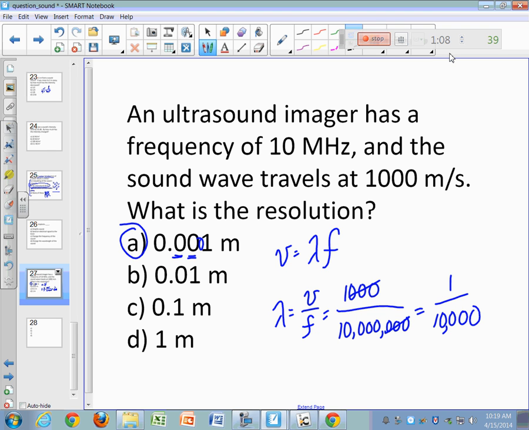Y'all follow, though, how to do this? No? 1 over 10,000 is 0.0001. That's our tens, hundreds, thousands. That's our 10,000s place. 1 over 10,000 is equivalent to this.